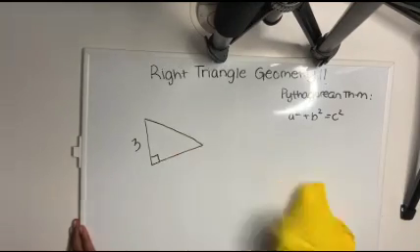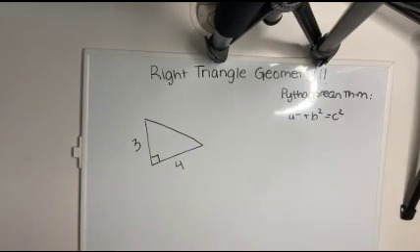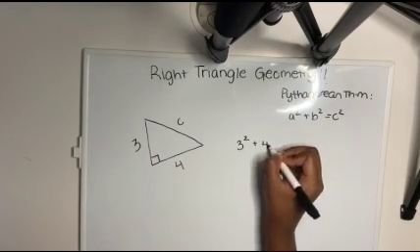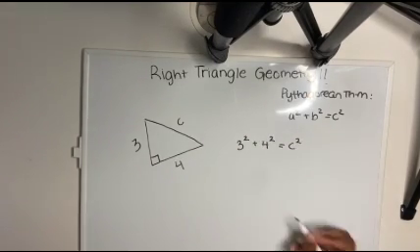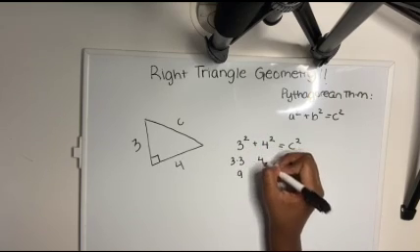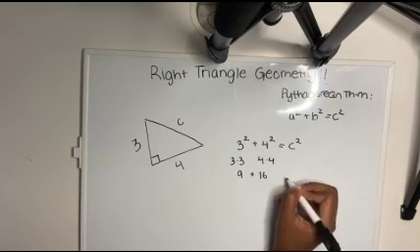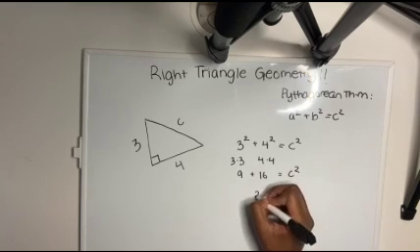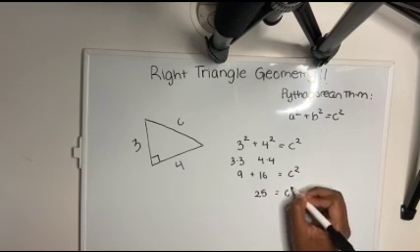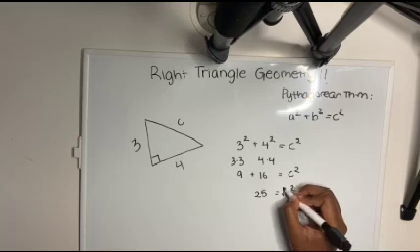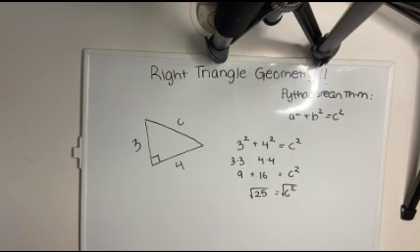Now let's see what you'd have to do if you had two legs but you don't have a hypotenuse. So let's try to find c. So we have 3 squared plus 4 squared is equal to c squared. So square them and then add them. So 9 plus 16 is 25, and that's equal to c squared. So in order to get c by itself, you have to square root it, and square rooting it results in c being equal to 5.